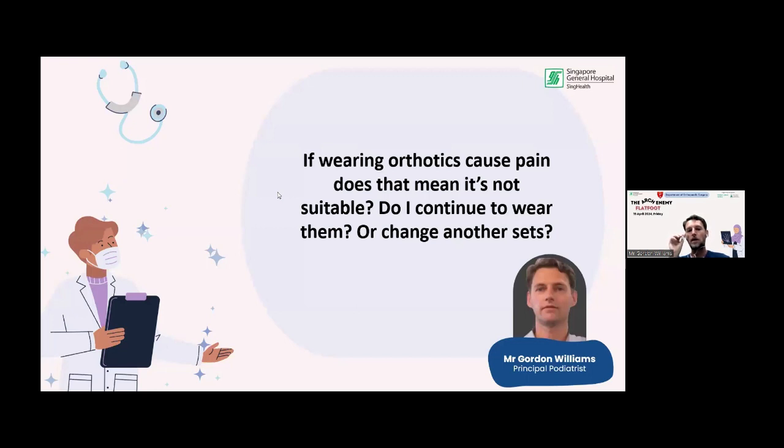If you do and you got them from a podiatrist, then go back and make an appointment and they can adjust those for you to make them comfortable. Okay. If the pain is very, very high, then don't continue using them. Just take them out, put them to the side, and then see your podiatrist.